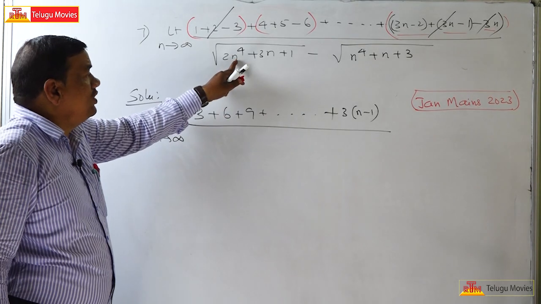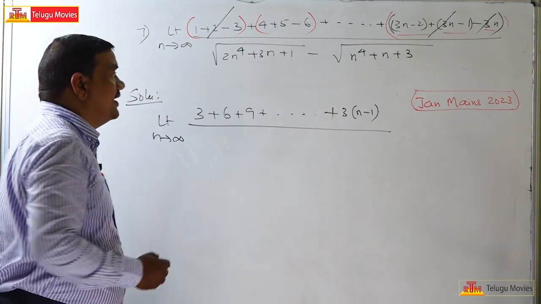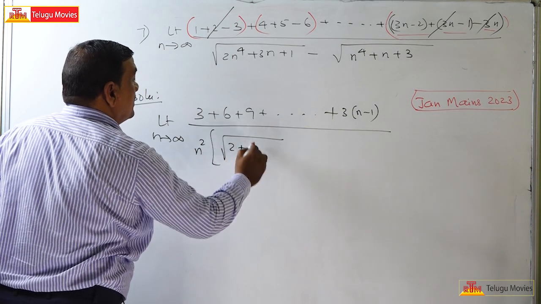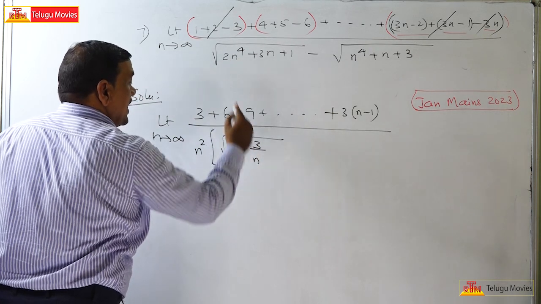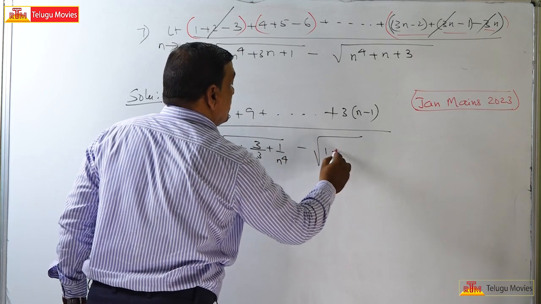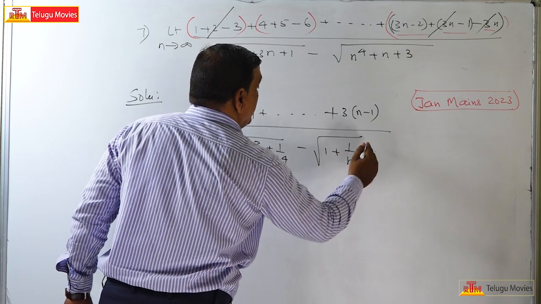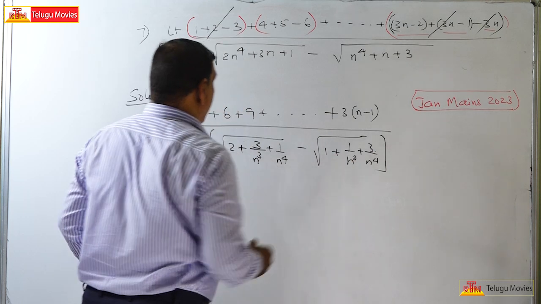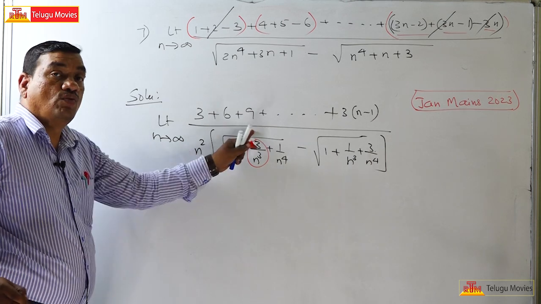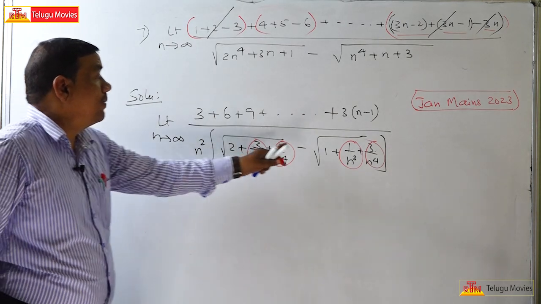Coming to the denominator, n to the power of 4 is here, here also n to the power of 4. Let us take n to the power of 4 common outside. So in both the brackets, n square will come. So here root of 2 plus 3 by n cube plus 1 by n to the power of 4 minus root of 1 plus 1 by n cube plus 3 by n to the power of 4. Understand here? Right. Now it will become 0 as n tends to infinity. 1 by n cube times 0. So this is also 0, 0, 0. Root 2 minus 1 will come.